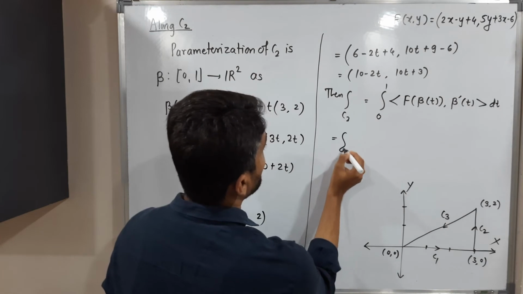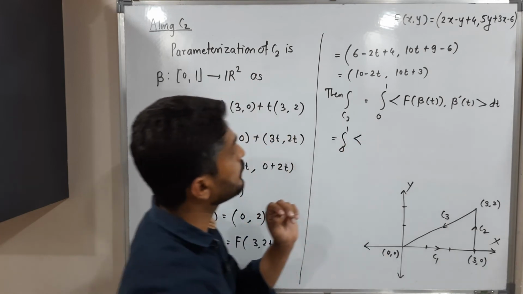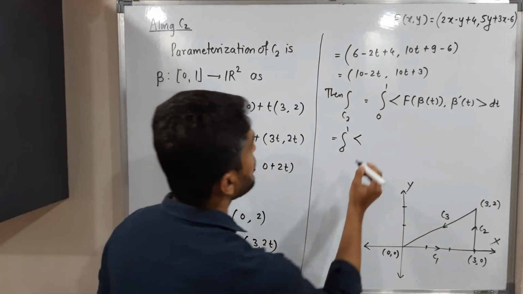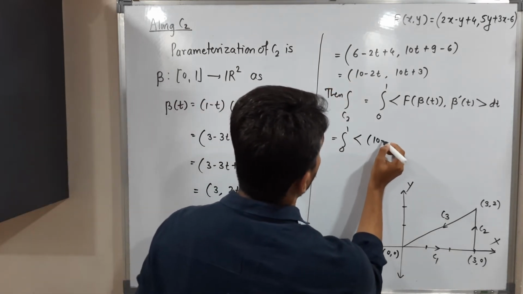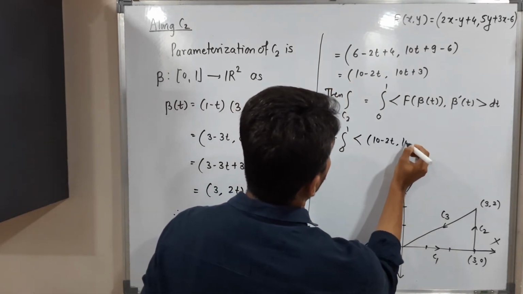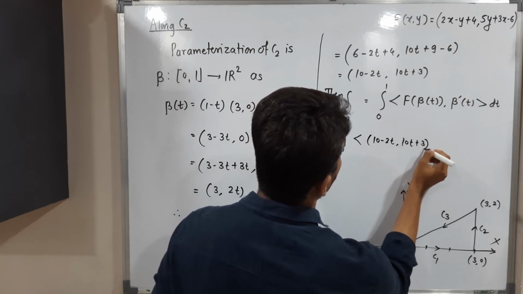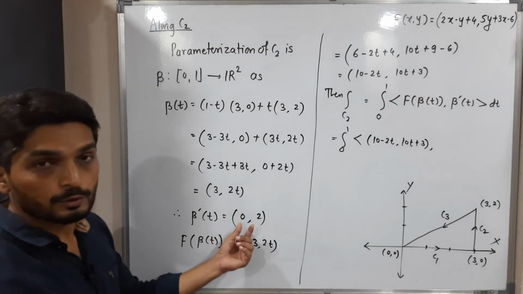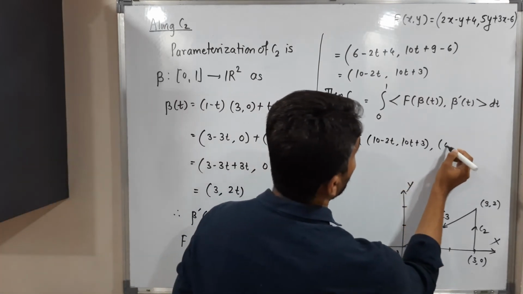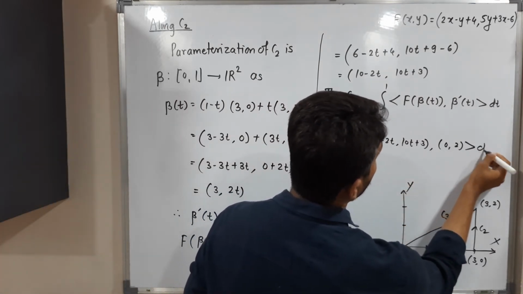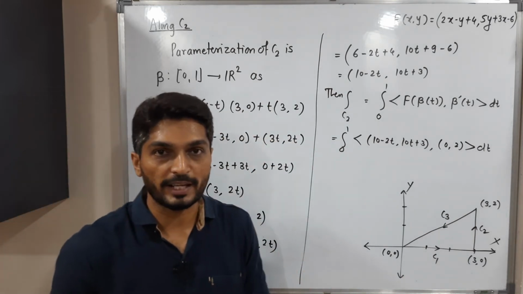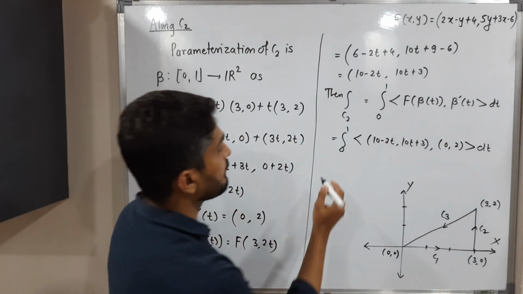This is equal to integration 0 to 1. Let me put the values. F of beta of t we have just calculated, and we have got its value here. Let me write. So it is 10 minus 2t and 10t plus 3, comma, beta dash of t. Where is my beta dash of t? Here. So its value is 0 comma 2. So when we get 0, I feel very happy since when you multiply anything by 0, you will have 0 directly. Let us find the value of this inner product.